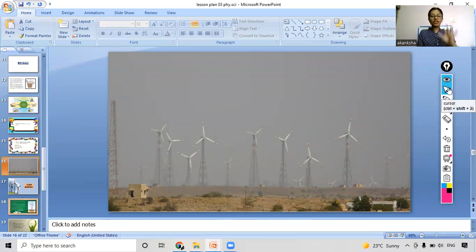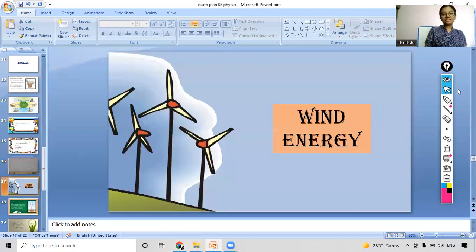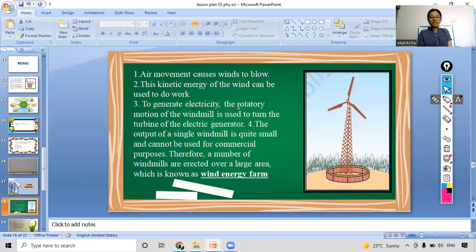Okay, so now you all have got an idea, right? What we are about to study as our third topic. We are about to study wind energy and how we can use this wind energy as an energy source. Okay, so now moving on ahead, let's see how we are using this wind energy as a source of energy, right?